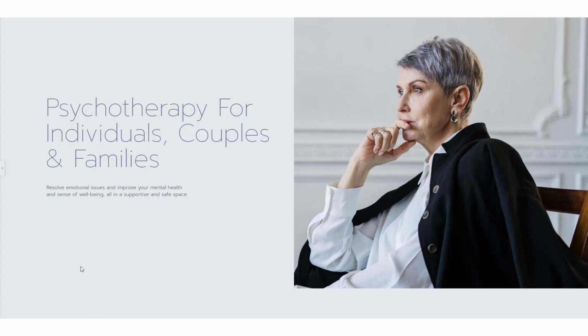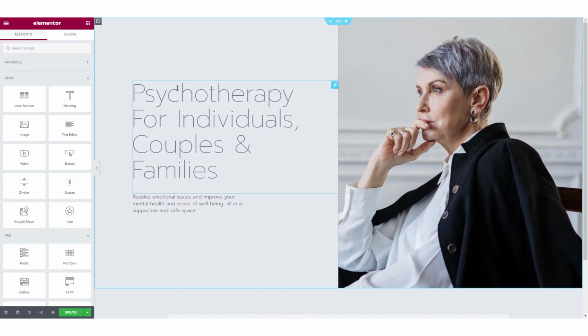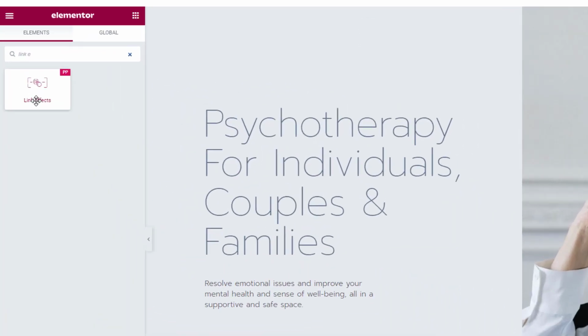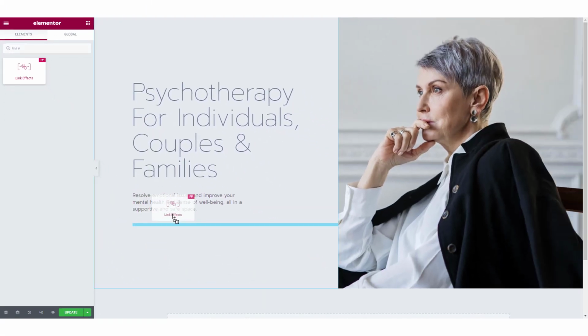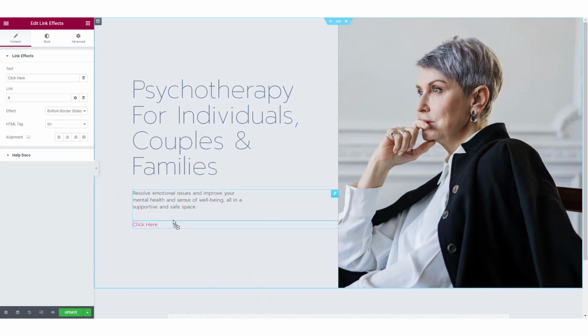For this tutorial, we'll be adding a custom link with the link effects widget on this section. You can go to the page where you want to add the link effect and open it using the Elementor editor. Now look for the link effects widget. Make sure you see the double P icon at the top right corner and drag and drop it on the page wherever you want to add it. Let's see how you can customize this link to make it more appealing.